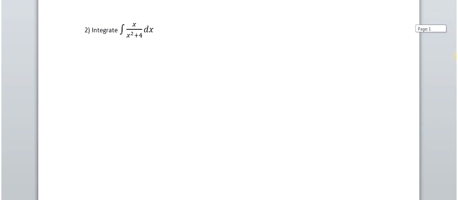Okay, the second problem. So the same thing really. Is it a partial fractions problem? Now, I suppose you could think this is partial fractions. The trouble is the bottom doesn't factorise. It looks like the difference of two squares, but it's not, because it's a plus, not a minus.